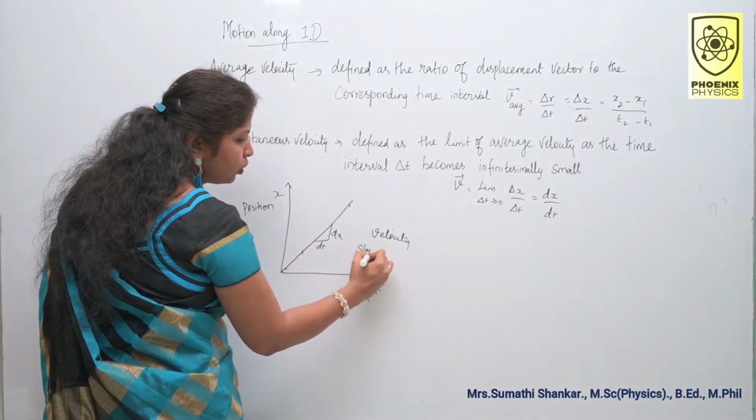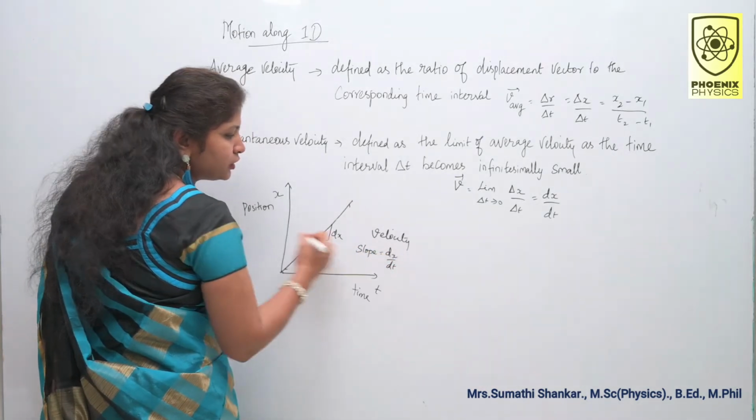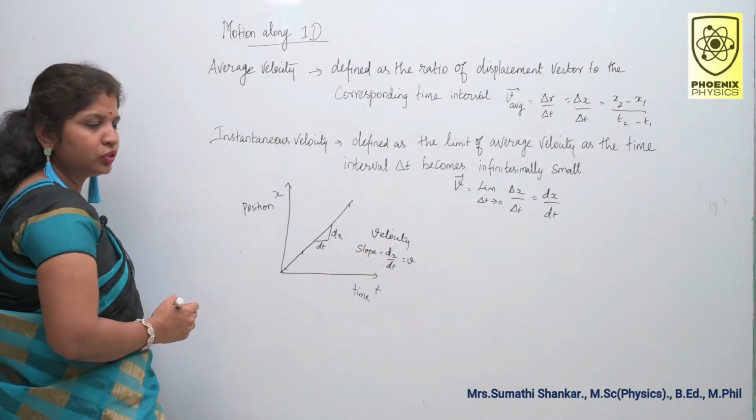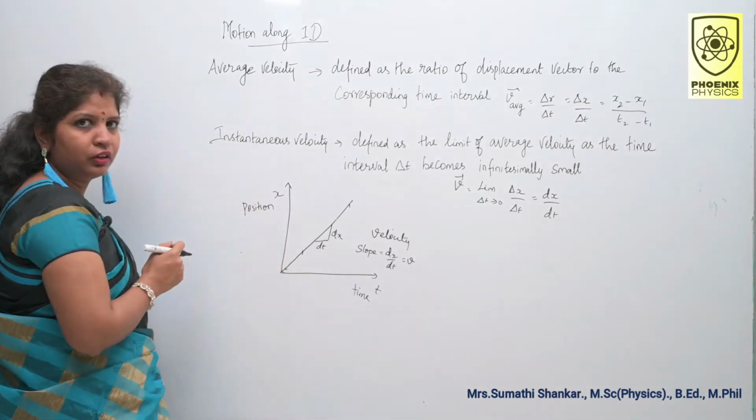How do you find the slope? Slope is nothing but dx by dt. So what is dx by dt? That is velocity. Up to this clear? So this is the position versus time graph.